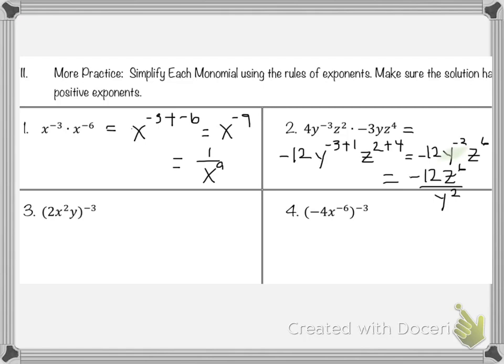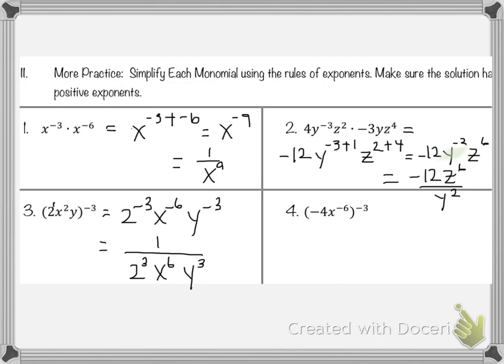Alright, so for number 3 right here, we can distribute that negative exponent. So it's going to be 2 raised to the negative third power, x, I would multiply those, right? So 2 times negative 3 is a negative 6 power. And then y to the negative third power. Okay, so we'll move all of these to the denominator because they all have a negative exponent. So I'm going to say 2 to the positive 3, x to the positive 6, and y cubed.